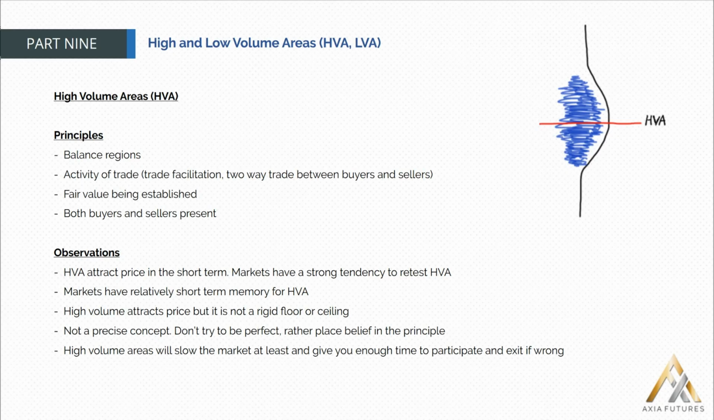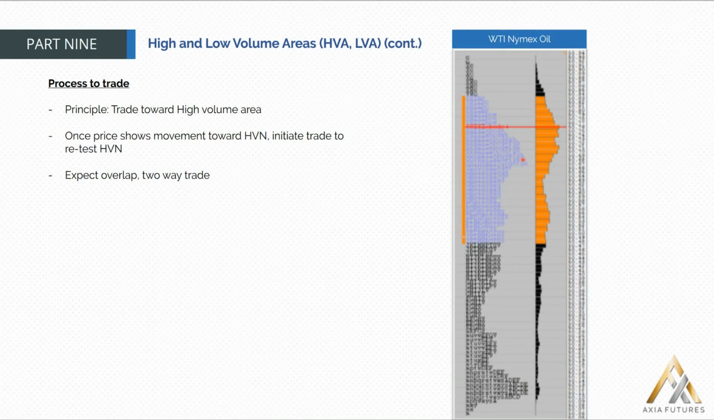Let's now look at an example of how we can utilize the high volume area. So in the example provided, you can see two very distinct high volume areas. Now remember, a high volume area is not a value area. It's a series of prices that is attracting the most trade over time or over volume. Now in this example, we can see two distinct high volume areas, one at the low and one at the high.